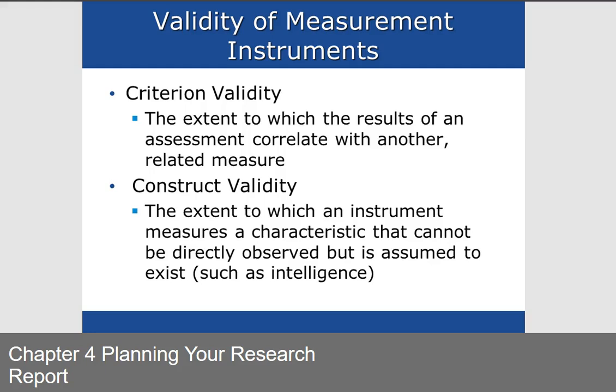Or discriminant validity, where we're looking at whether they should be different from each other. Sometimes we have variables that are similar, but they're different. There's a fine line between them. And so we can say we're measuring different underlying psychological constructs that should be different, and so the scores should not be correlated with one another. That's discriminant validity, again, a type of construct validity.